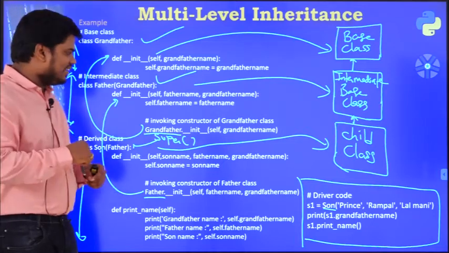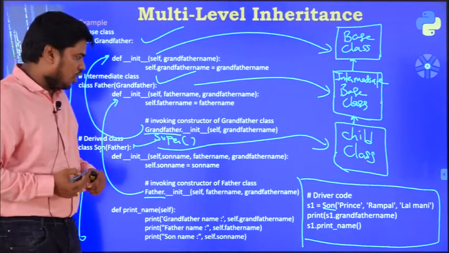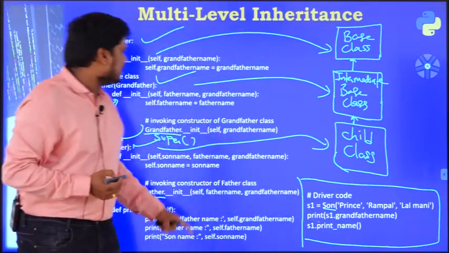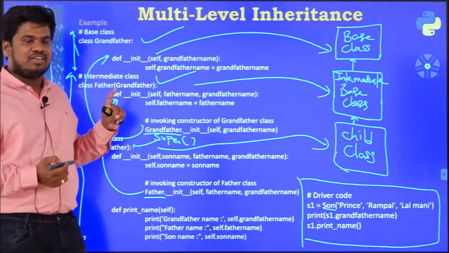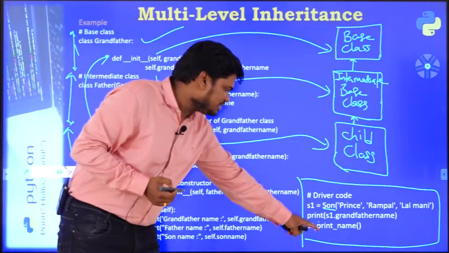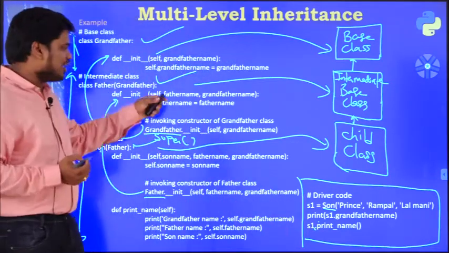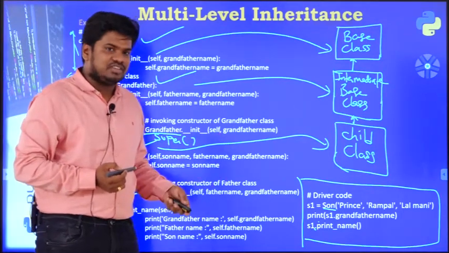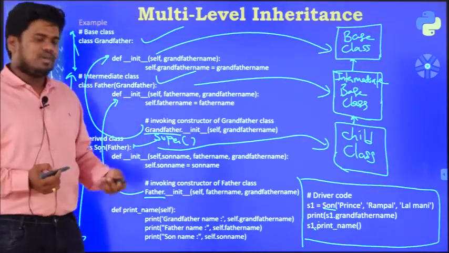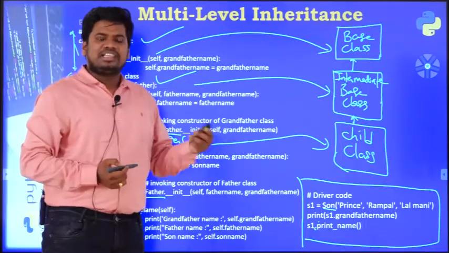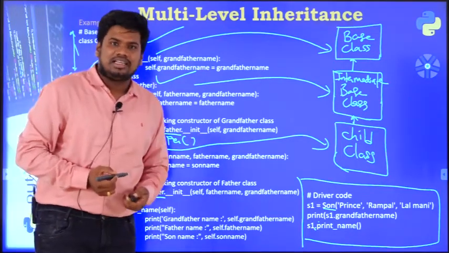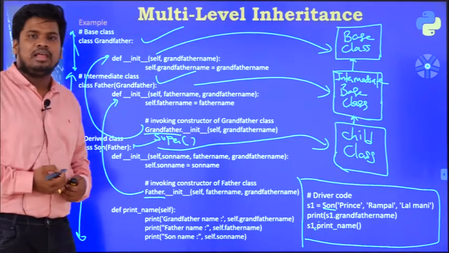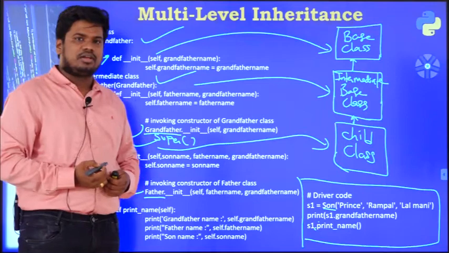So as a result, one after the other, the constructors will be called, and next what I have done is print s1.grandfather_name. I have printed the grandfather name, and next s1.print_name. As a result, the output will be: first it will print Prince, next it will print Rampal, and next it will print Lalmani. I hope it is clear how multi-level inheritance will work.